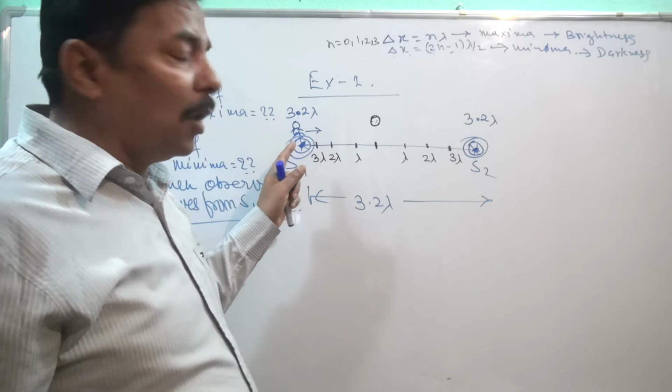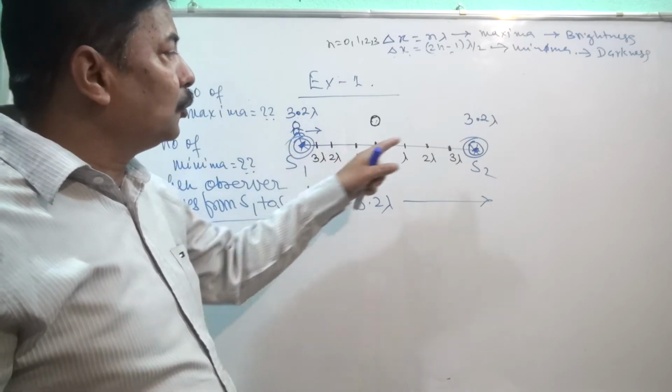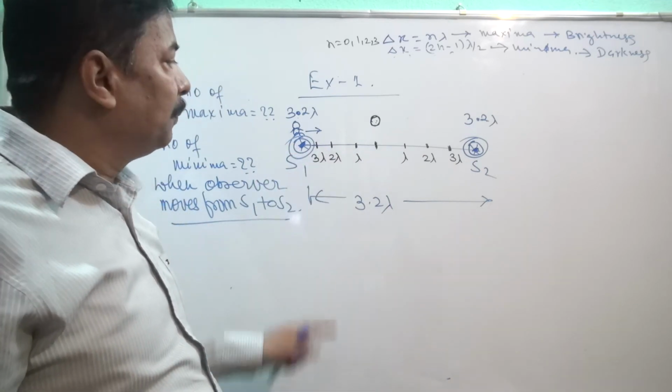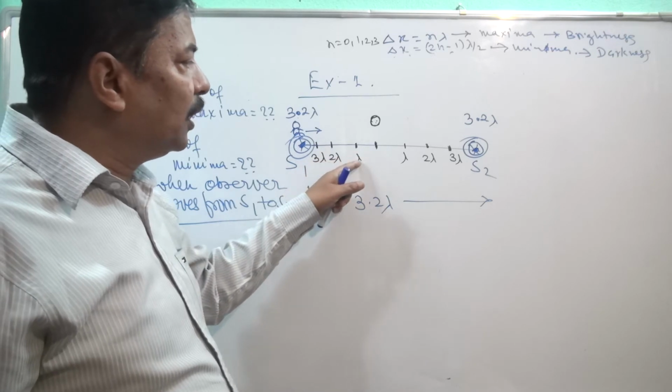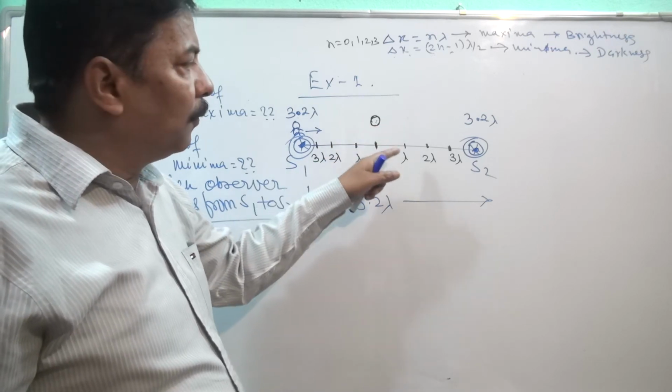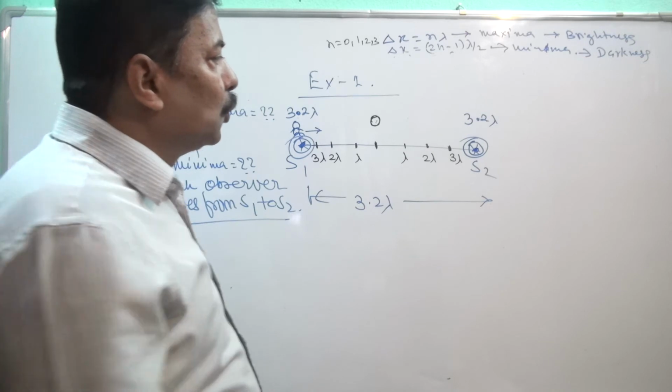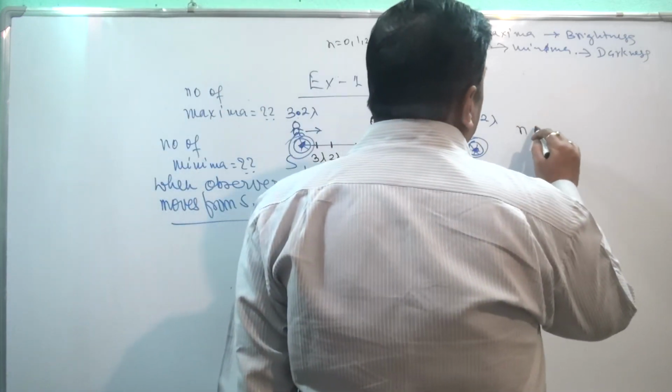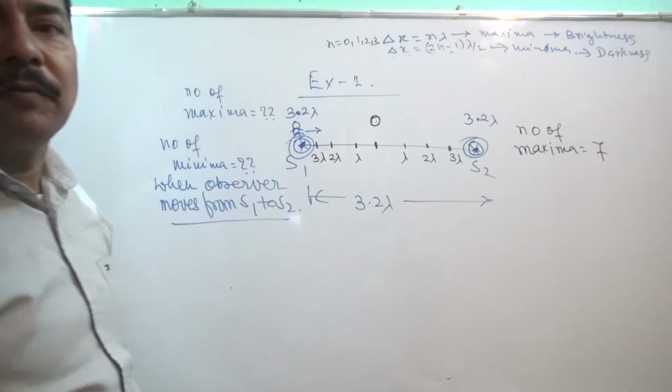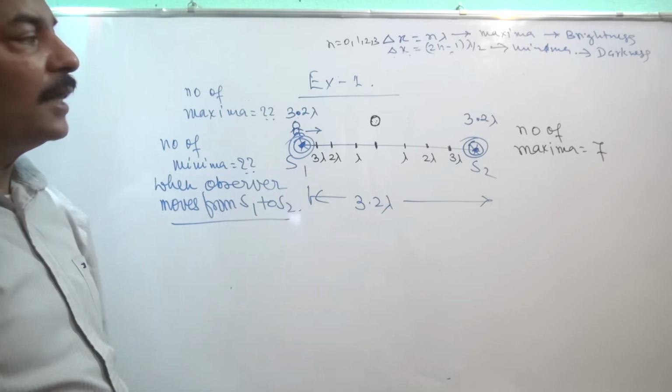So when the observer is moving from S1 to S2, the number of maxima is how much? 1, 2, 3, 4, 5, 6, 7. So number of maxima that we are getting is 7. So 7 is the answer.